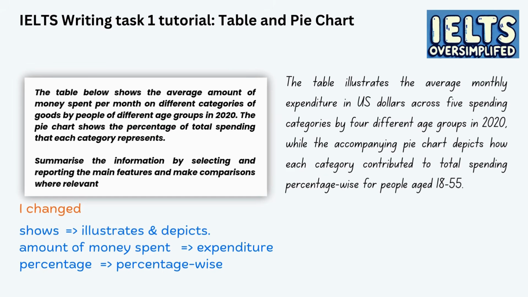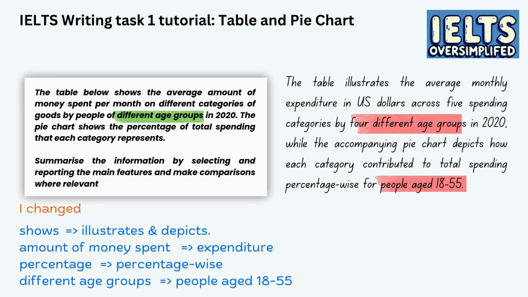I changed different age groups to people aged 18 to 55. This uses detailed information from the chart to change a generic phrase. Different age groups to name the actual age groups. This is a very good technique because it will work on many Task 1 essays.